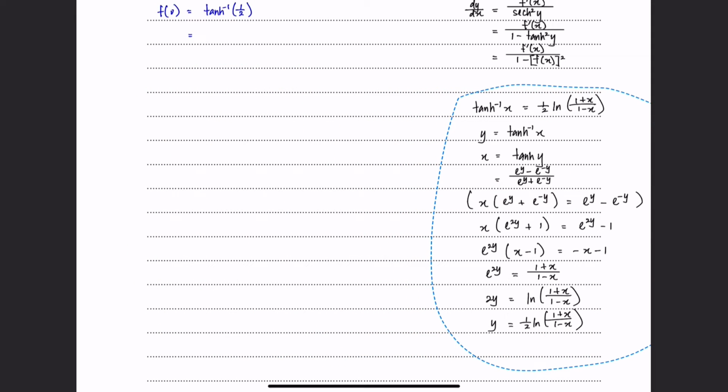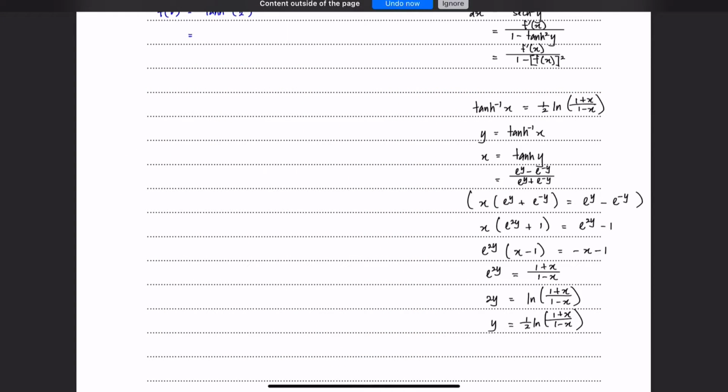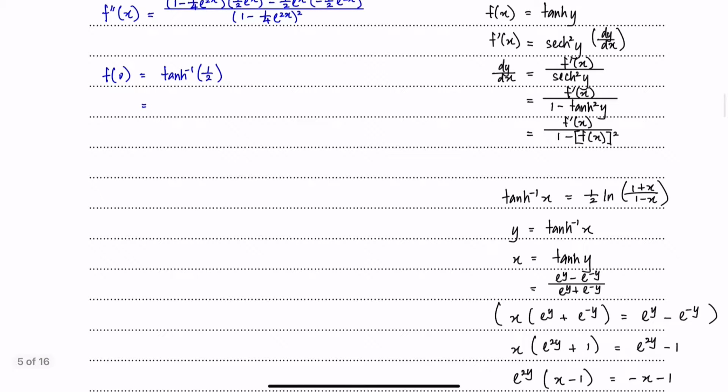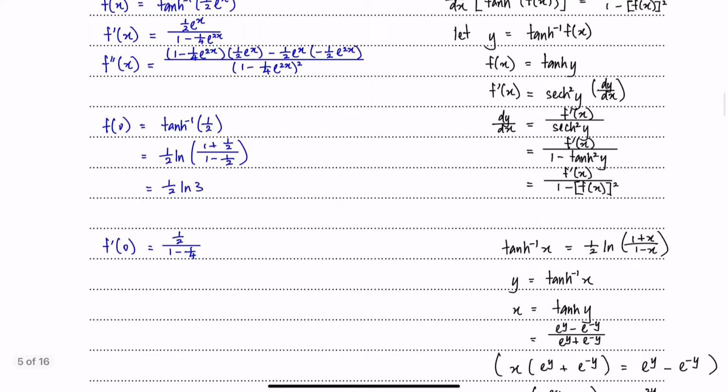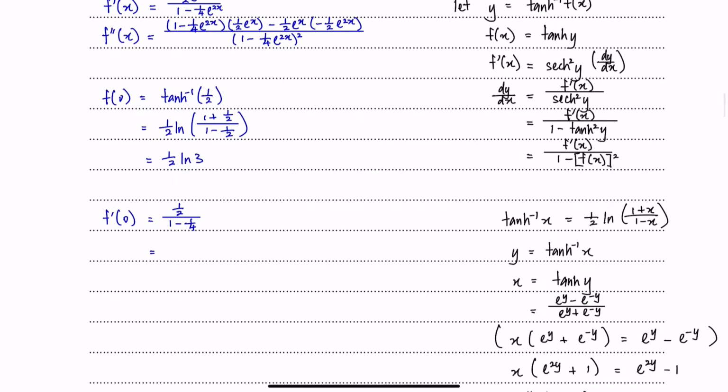I'll put it here. f of 0 is half ln of 1 plus half over 1 minus half, and this will be half ln 3. So f prime 0 is half over 1 minus 1 quarter from here, right? So this will be equal to 2/3.